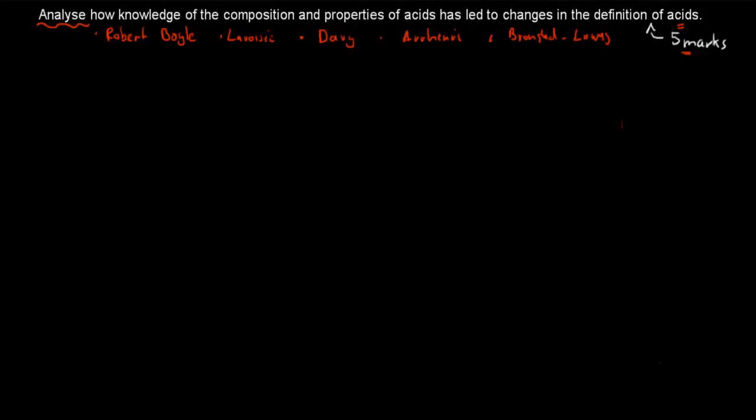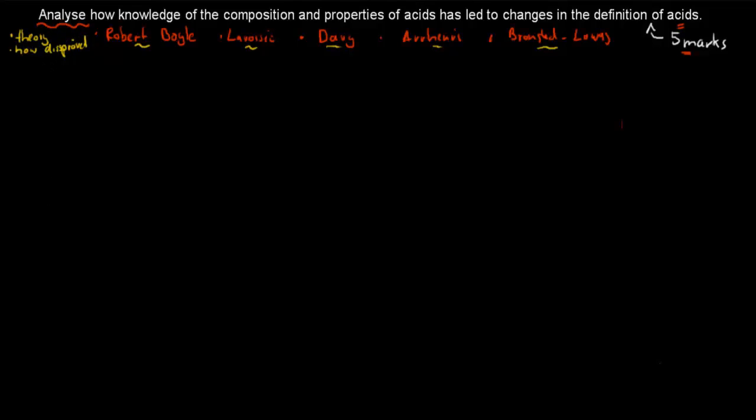It's worth 5 marks, and you can see there are 5 people, or 5 theories, you should mention to cover all of it. So what do you mention? You mention the actual person and what his theory was, and how that helped disprove the previous theory. You usually always build on the previous one and somehow manage to disprove it.